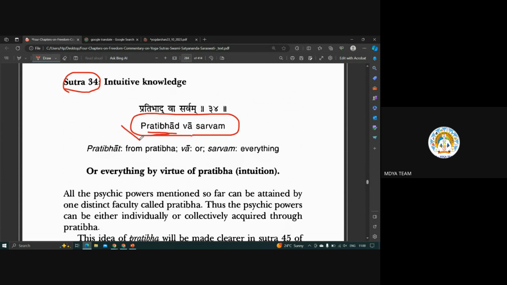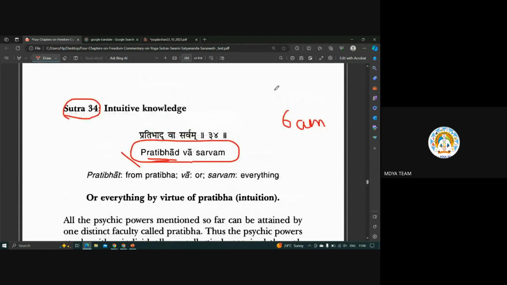When Viveka-khyati is coming to you, it is like, for example, at 6 a.m. the sun is rising. 6 a.m. is the exact time of the sun rising. But you also noticed that before the exact rising of the sun, 10-15 minutes earlier, we can see redness in the sky.